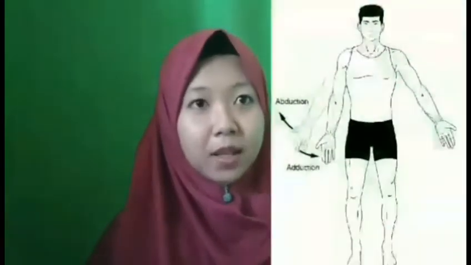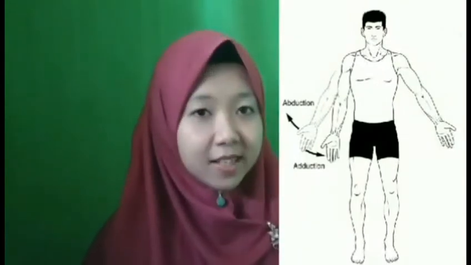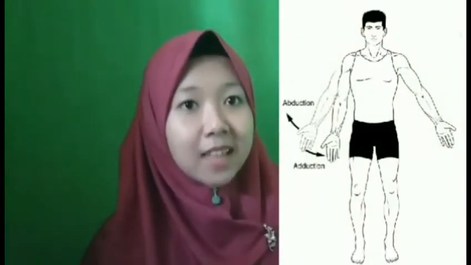And then there are abduction and adduction. Abduction and adduction are two terms that are used to describe movement towards or away from the midline of the body. Abduction is a movement away from the midline. For example, abduction of the shoulder raises the arms out to the side of the body. Adduction is a movement towards the midline.